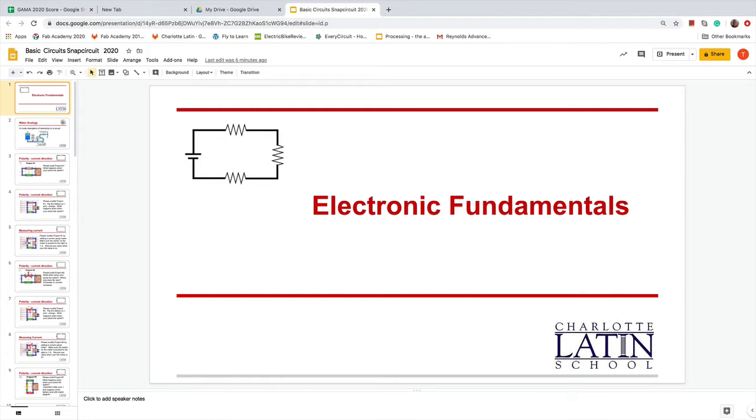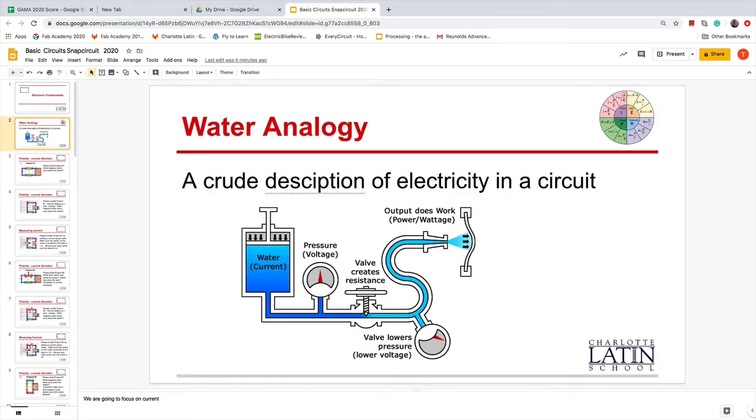All right? So remember, a circuit has current, it has voltage, and it has some resistance. Current, just think like water, that kind of current. Voltage is the pressure moving that water. Resistance decreases voltage.